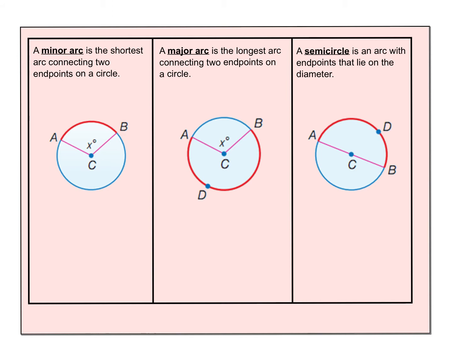Okay. So a couple different vocab terms for you to be familiar with. A minor arc is going to be the short distance. A major arc is going to be the long way around. And a semicircle is exactly halfway around a circle, exactly half of a circumference. Circumference, if you recall from last section, is basically just your distance around the circle.